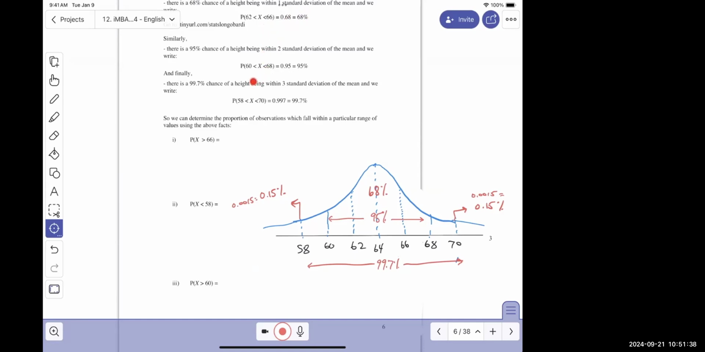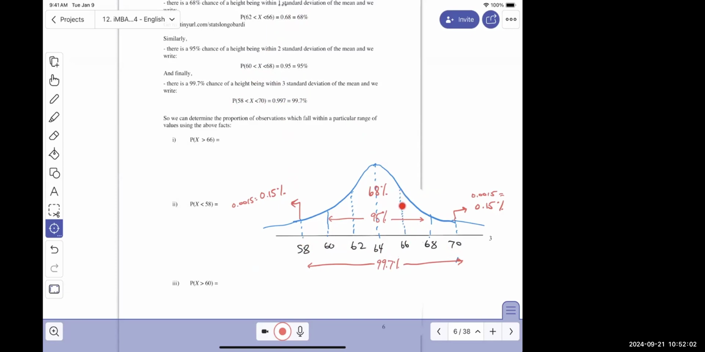This one, there's a 95% chance of height being within 2 standard deviations. That translates into 60 to 68. So 2 standard deviations, 60 to 68, 95%. That's what that says. And between 58 and 70 is 99.7%, you see? So what about 66? How are we going to figure out one that's not explicitly on the chart?